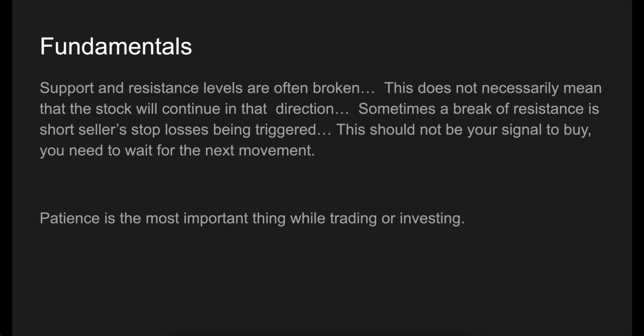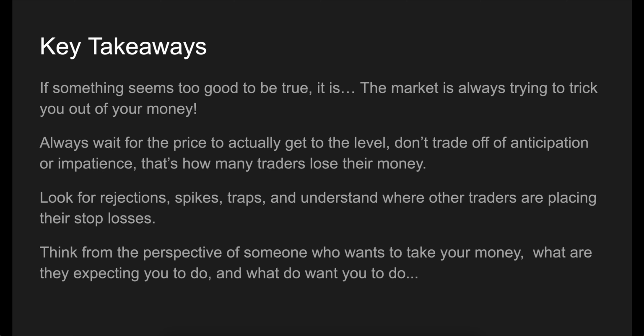So, just touching back on that, this is something I really, really want to stress for new traders. You can't jump into a trade before you see confirmation, because the market wants your money. The market wants to trick you. This goes along with what I just said.